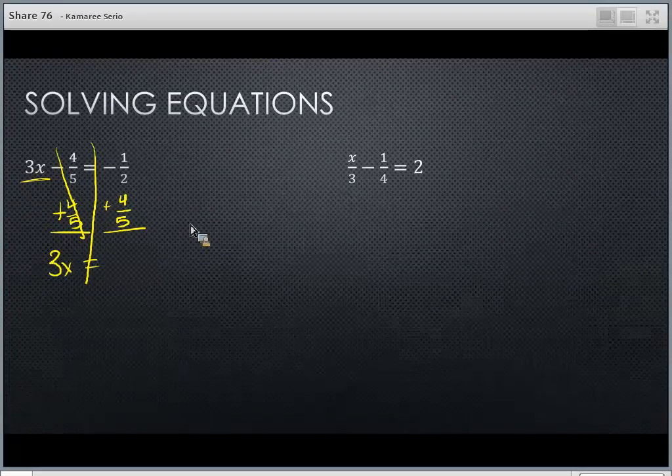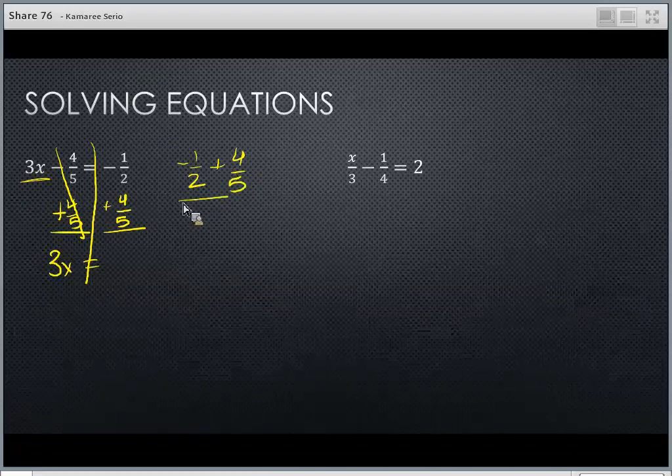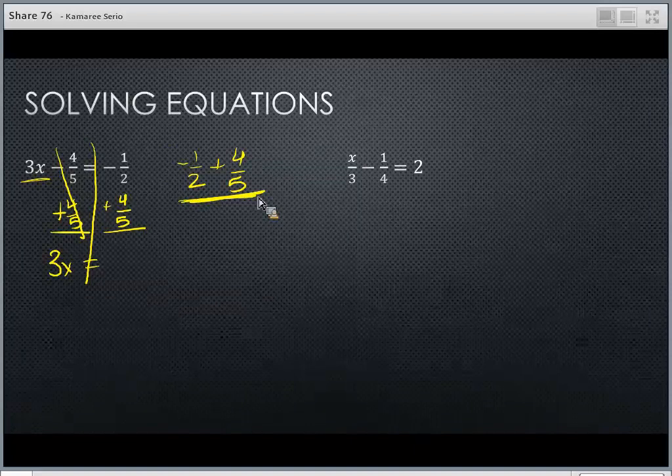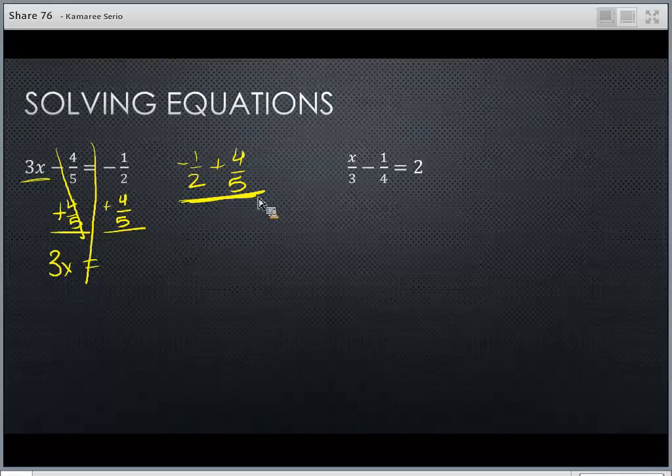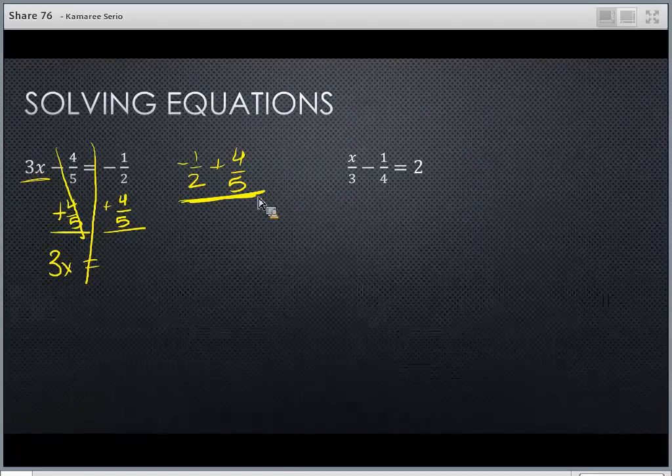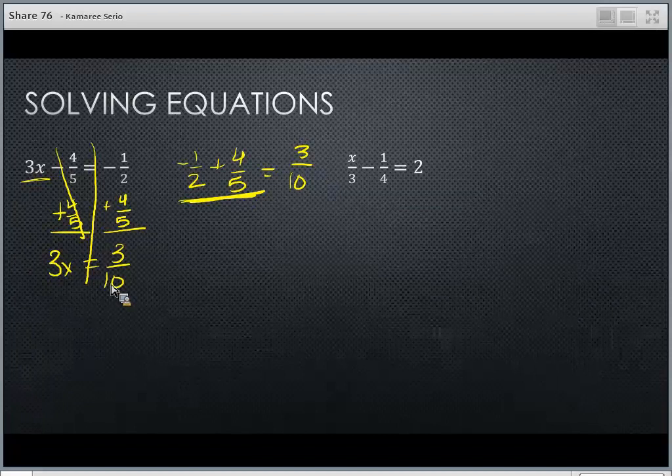Now, I'm going to write this horizontal. So this says negative 1/2 plus 4 over 5. This right here is what I'm going to type into my calculator. So I have negative 1/2, and I am adding that to 4 over 5. And it tells me that this is equal to 3 over 10. So I have 3 over 10 over here.